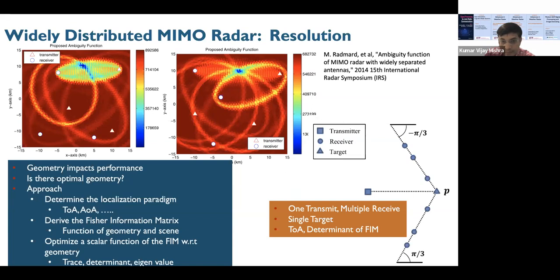What are the parameters that you were getting? The radar depends on the task that you are looking at. Typically localization, so the target location.